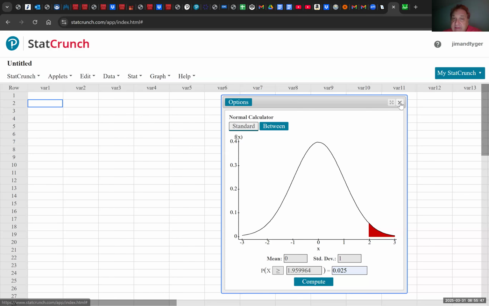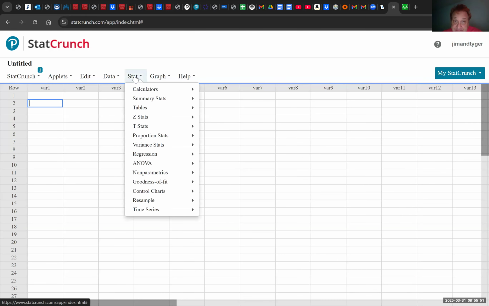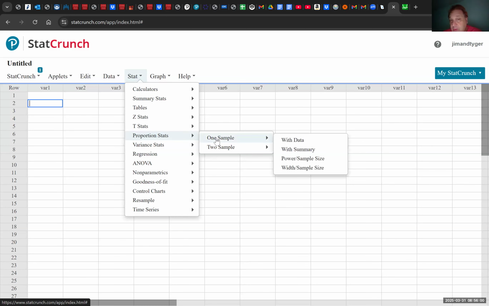I'm going to hide this normal calculator, and I'm going to go to Stat, and I'm going to look at a proportion. We're doing a proportion right here, proportion stats. We have only one sample of data, and we don't have the actual data values. We have a summary. Our summary was we asked 650 people, and some number of them said yes, we like high-speed rail. So we only have one sample of data, and we have a summary of that sample.